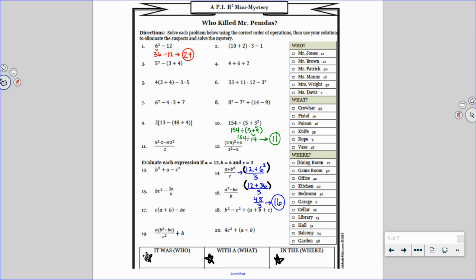So if I look at my red answer of 24, I search all the way up and down the list. I find it almost near the bottom, and I cross off balcony. If I look at my green answer of 11, okay, Mr. Jones is innocent. I'll cross off Mr. Jones. And then my blue answer was 16. So poison was not the method of the murder.